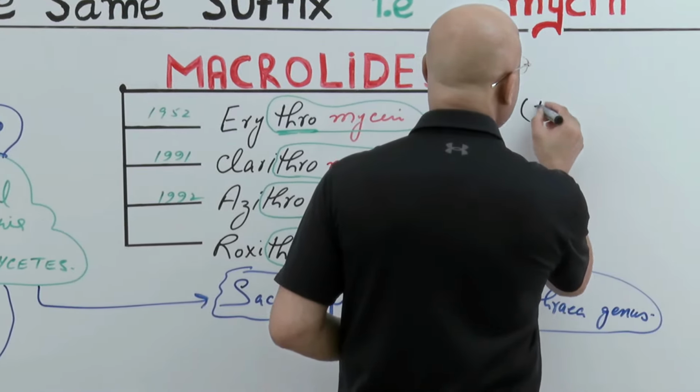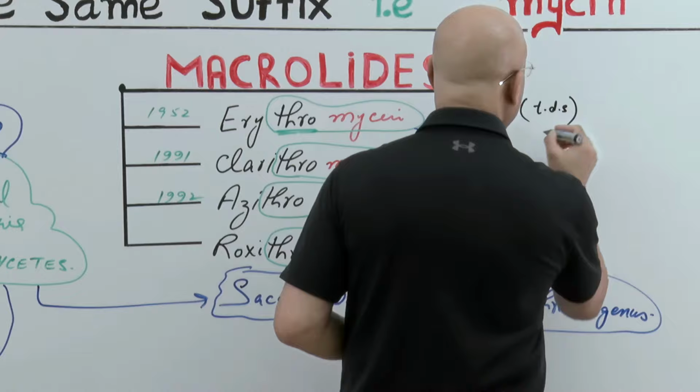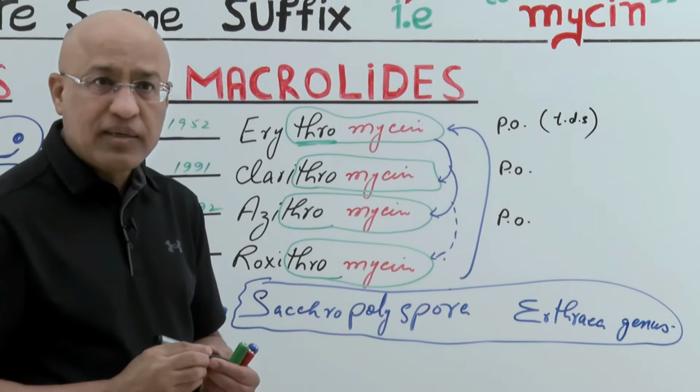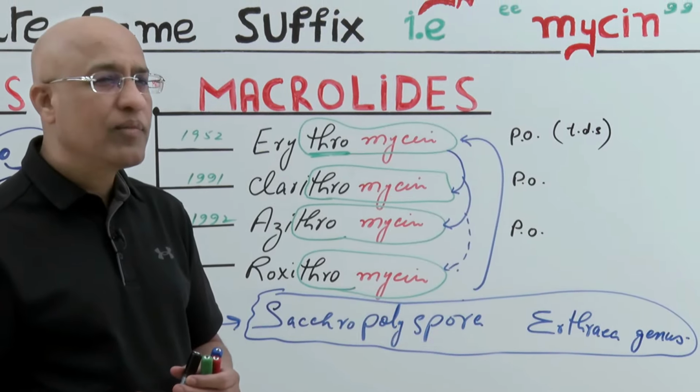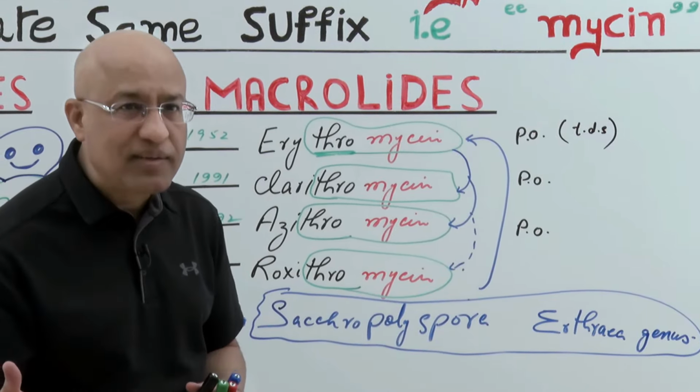It means it may be TDS or QID, right? More frequent dosing, which of course reduces the compliance.